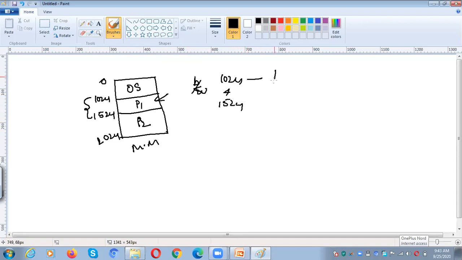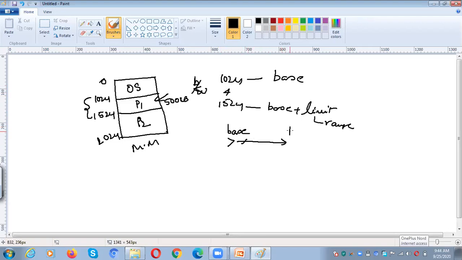1024 means base, and 1524 means base plus limit. What is the limit? Limit is nothing but the range or size of a process. For example, the size of the process is 500 KB. So what do we need to check? When the CPU generates an address, it needs to be greater than base. If this condition is okay, then we move to the next one: it needs to be less than base plus limit.